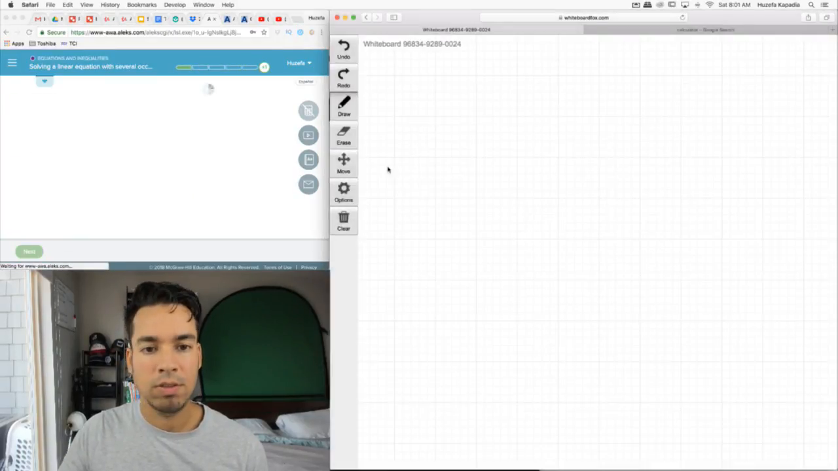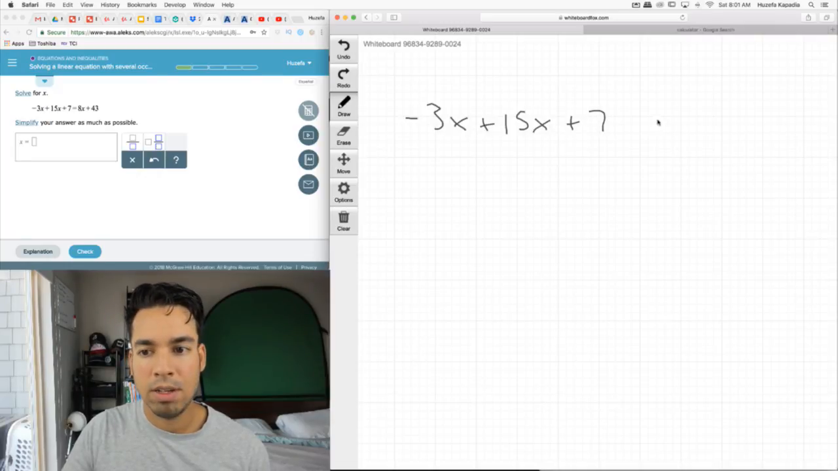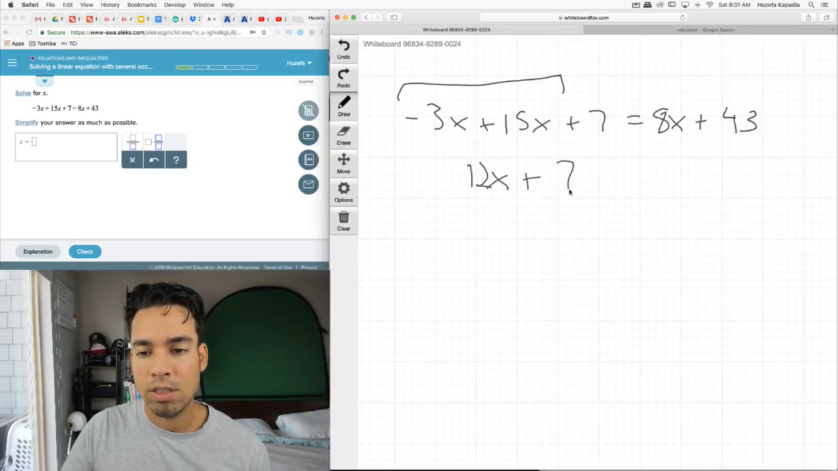Next question. -3x plus 15x plus 7 equals 8x plus 43. First things first, I see x is on the same side. Let's get these together. -3x plus 15x is just like -3 plus 15, which is 12, but 12x plus 7 equals 8x plus 43. This time I'm going to subtract 8x from both sides.